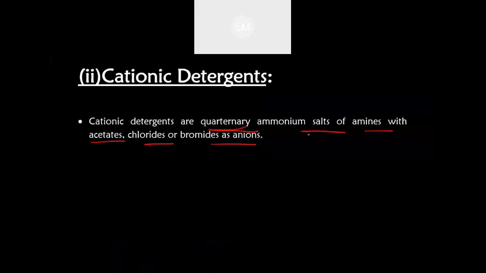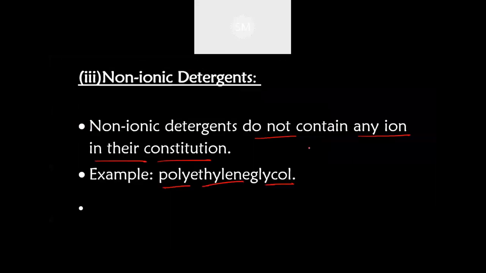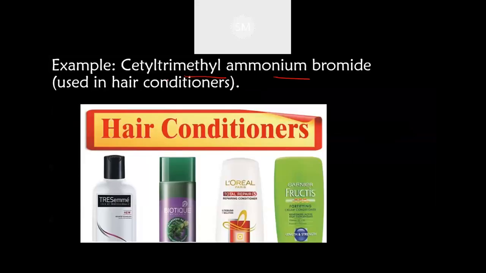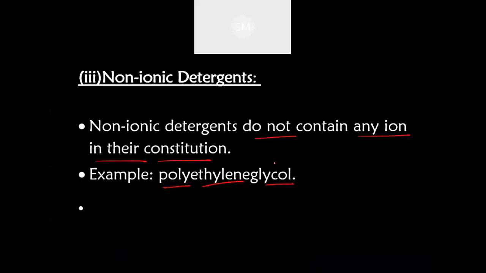Cationic detergents are quaternary ammonium salts. They are quaternary ammonium salts of amines with acetate, chloride or bromide. Any one group might be present in them. They are used in hair conditioners, for example cetyl trimethyl ammonium bromide. And non-ionic detergents do not contain any ionic group. No ions are present. It will be like a molecule. Okay, polyethylene glycol.